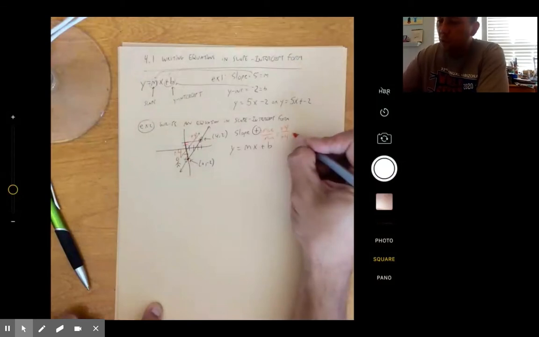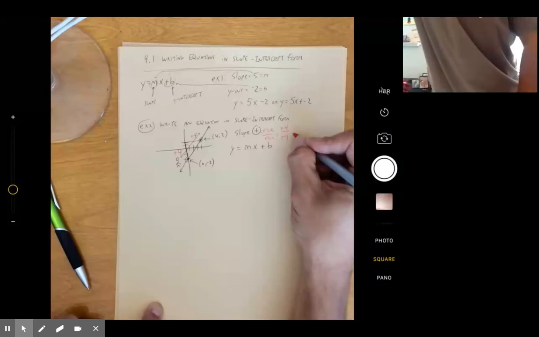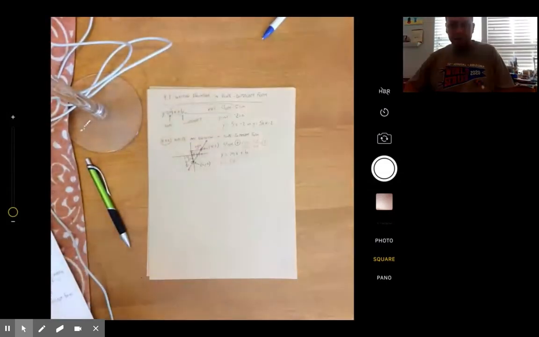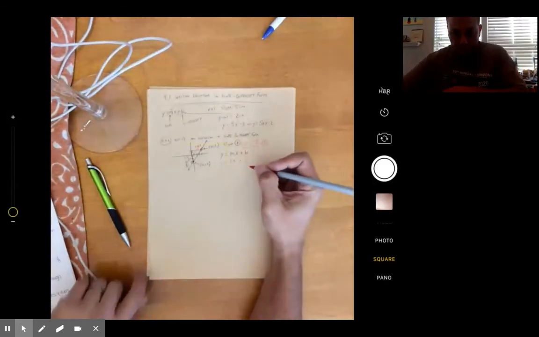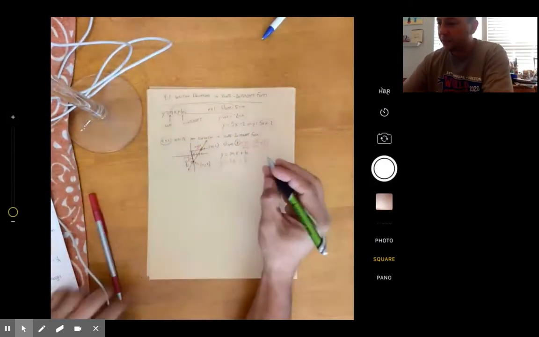So this is going to be y equals 1x, and then we get y equals 1x plus the unknown b value.